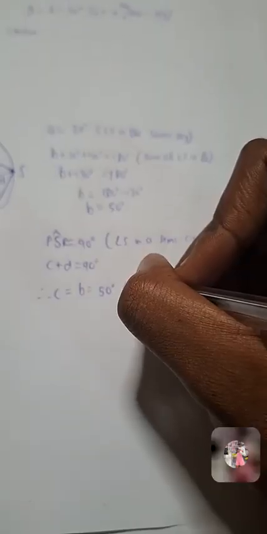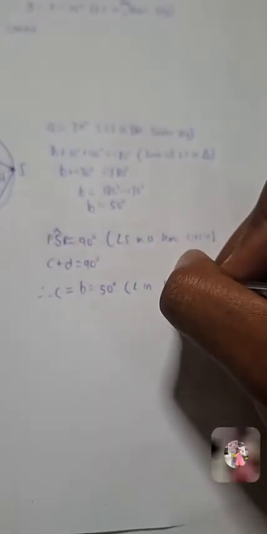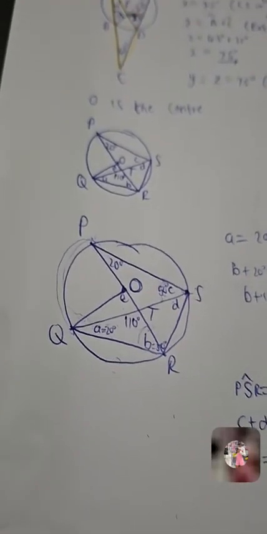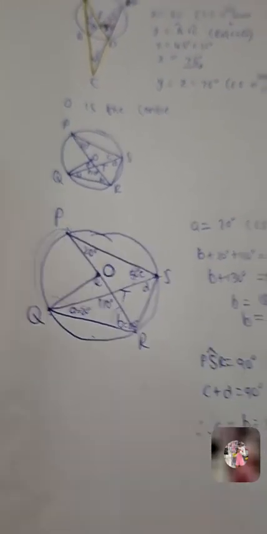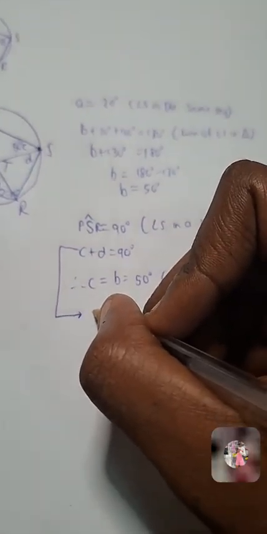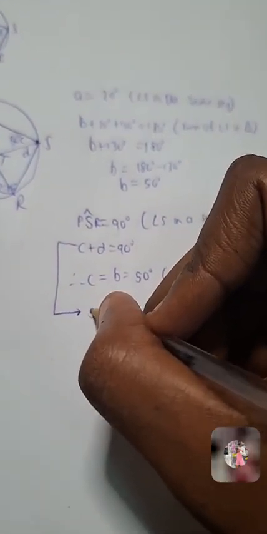What's the reason you said? Angles in the same segment. So, what more can you tell me? I update my C, it's 50 degrees. D is still waiting. Therefore, we are going to minus the 50 from the 90. That is going to leave us with 40 degrees.